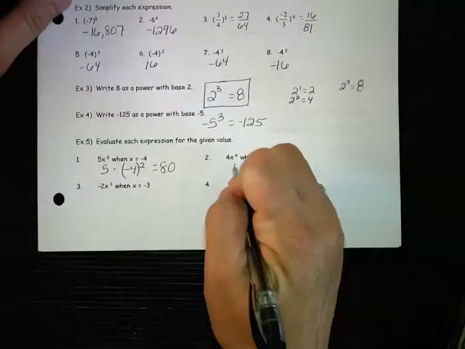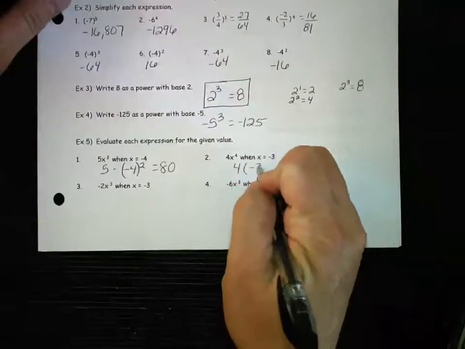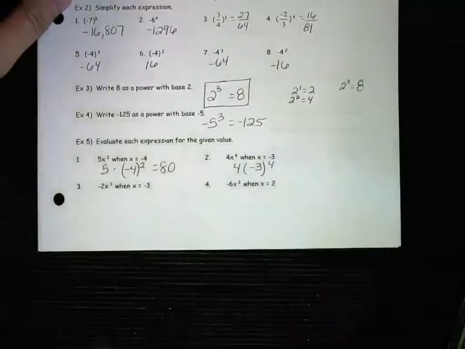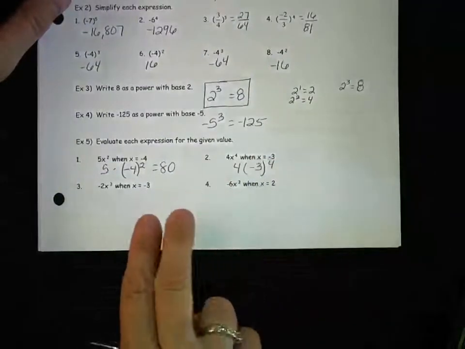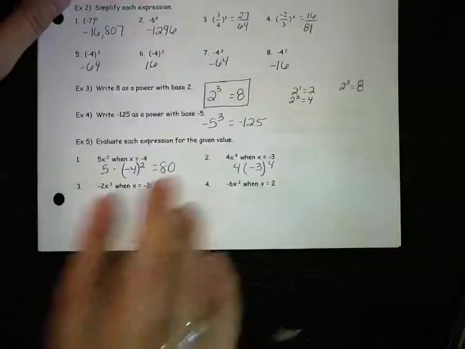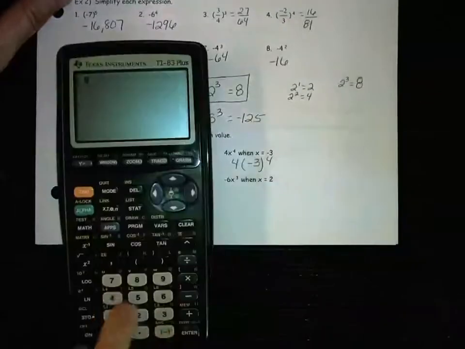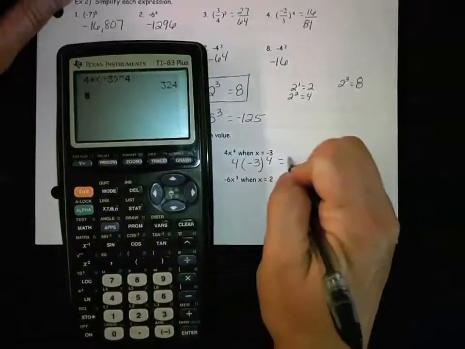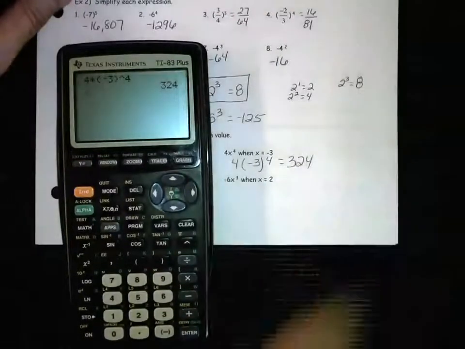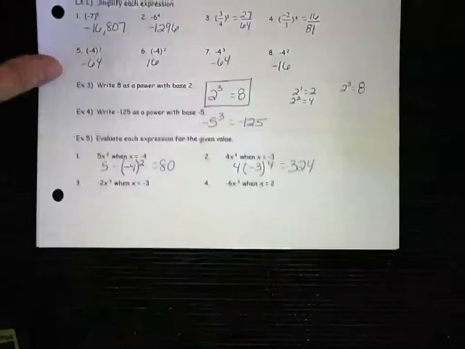Number 2, we will have 4 times negative 3 to the 4th. Notice we want negative 3 times negative 3 times negative 3 times negative 3. So we have to have parentheses there. And that becomes 324.